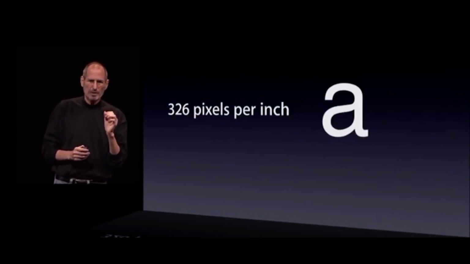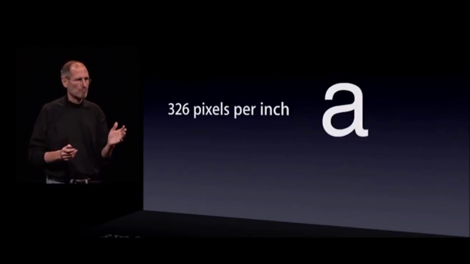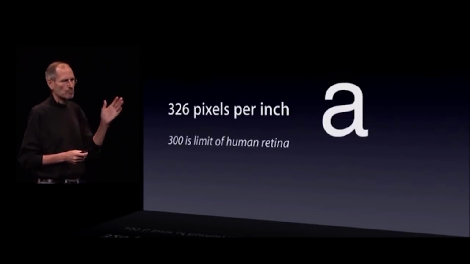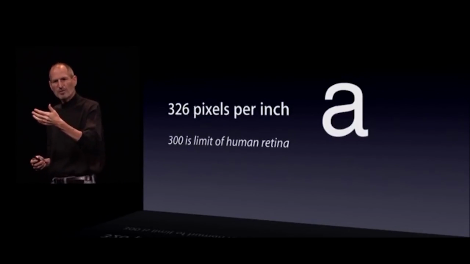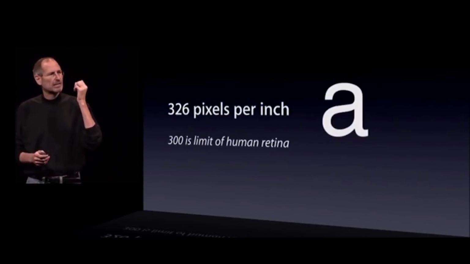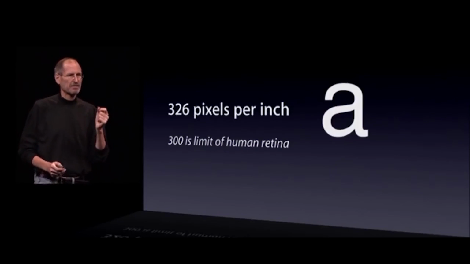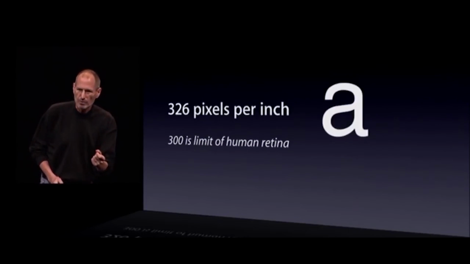It turns out that there's a magic number right around 300 pixels per inch that when you hold something around 10 or 12 inches away from your eyes is the limit of the human retina to differentiate the pixels.